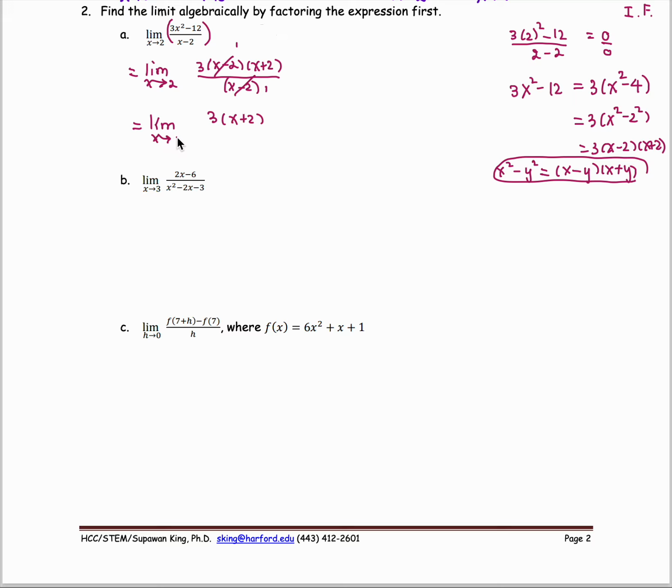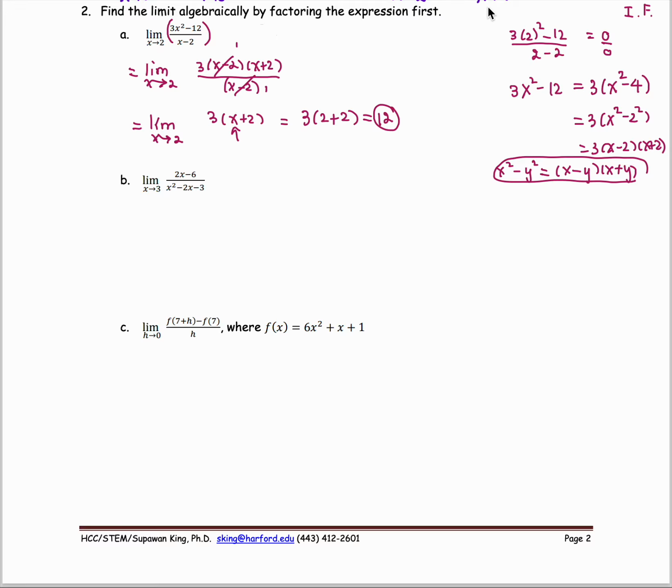Our limit turns out to be the limit of a polynomial function. Recall, when you find the limit of a polynomial function, it's the same as finding the function value at the point 2. So we're going to replace x with 2. So 3 times (2 plus 2), or 3 times 4, turns out to be 12 as the result for part A. Now move on to part B.